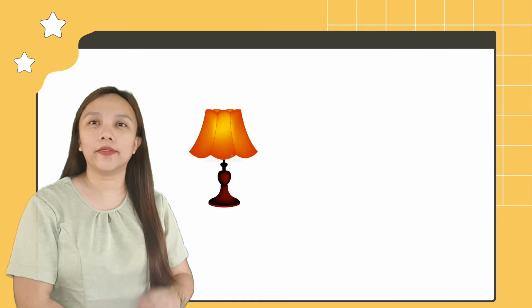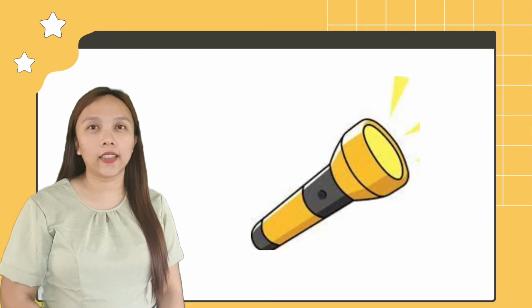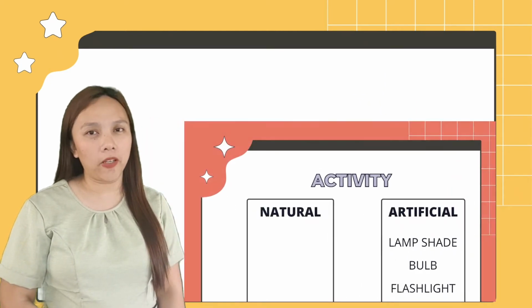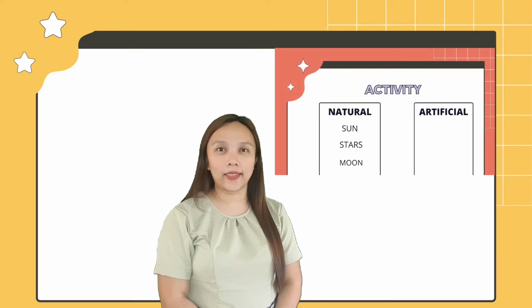Based on the list you found, lampshade, bulb, and flashlight are in the column of artificial light. Next, you observe sun, star, and moon under the column of natural light.